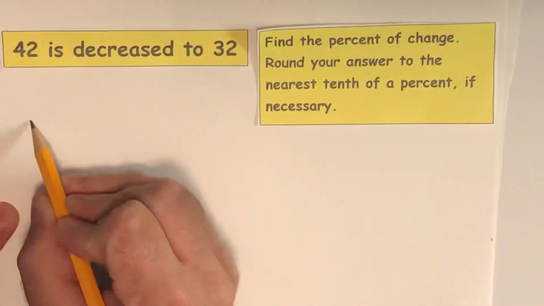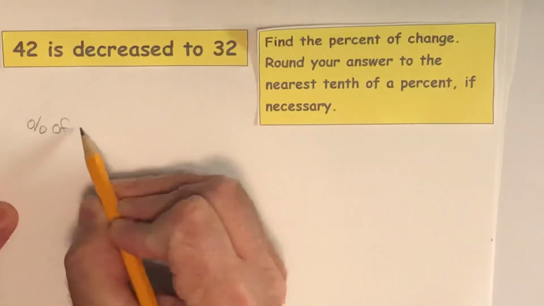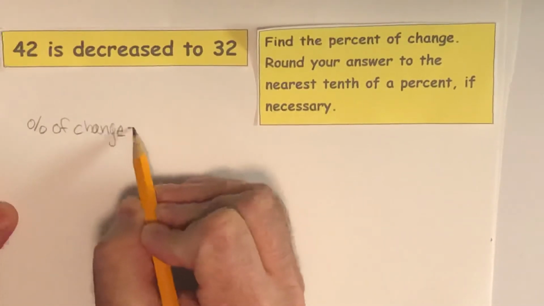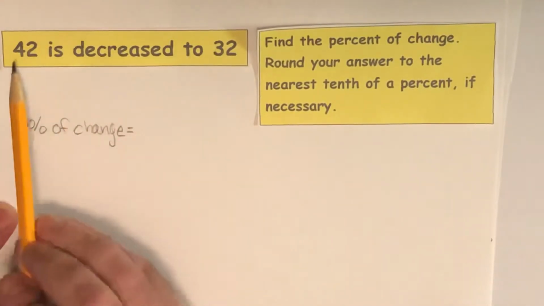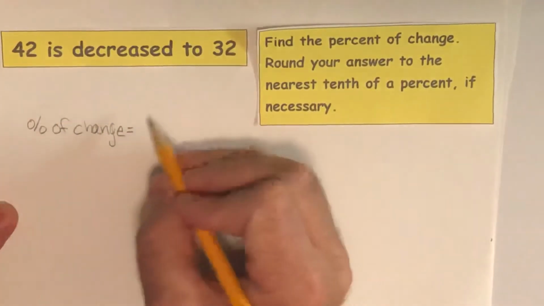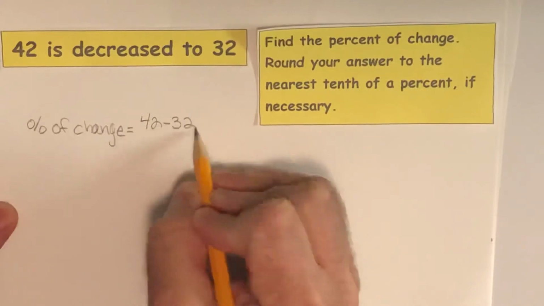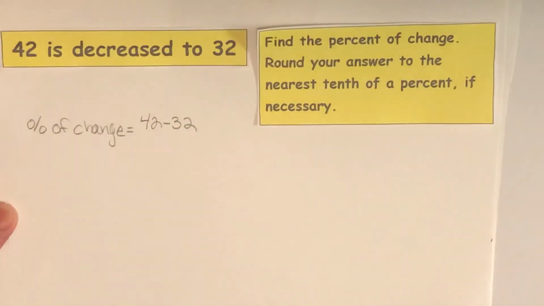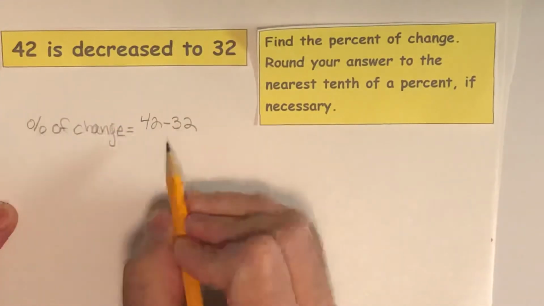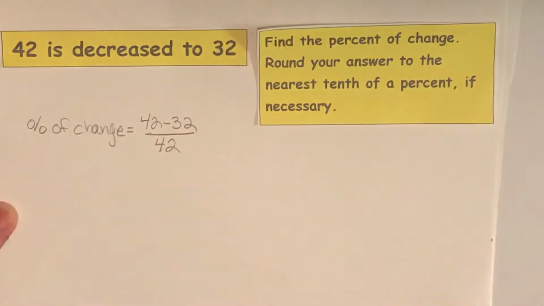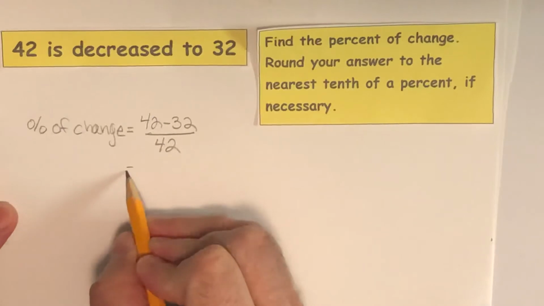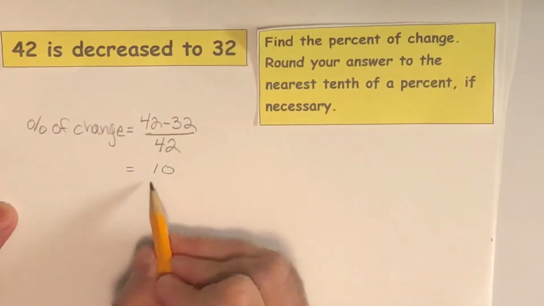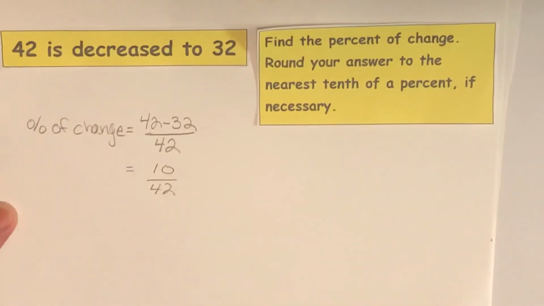So if our formula for a percent of change is the amount of change, that means I need to find the difference between 42 and 32. So this number went from 42 to 32. I'm simply going to subtract those two numbers, and then I'm going to divide it by the original amount. The original amount was 42. So my change, 42 minus 32, is going to give me a change of 10, and then divided by that original amount, 42. Now you can use your calculator for these purposes here.